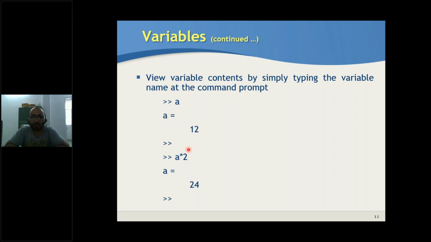Now if you want to multiply with some value, you can simply use the star operator, which is easily available on your keyboard. Multiplication is represented with the star operator, and a times 2 will give you the value, that is 24.